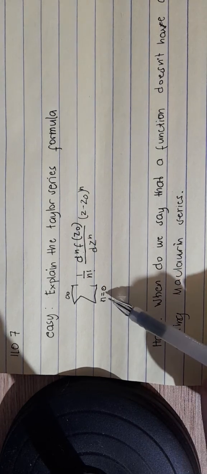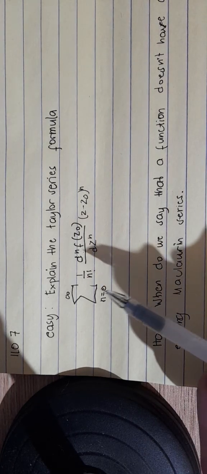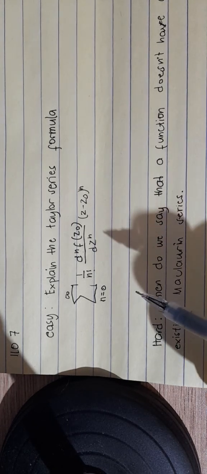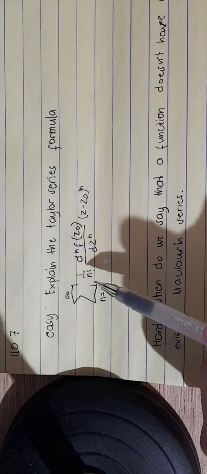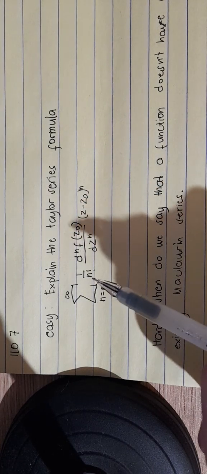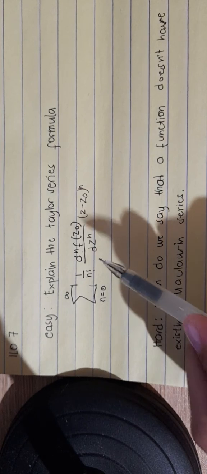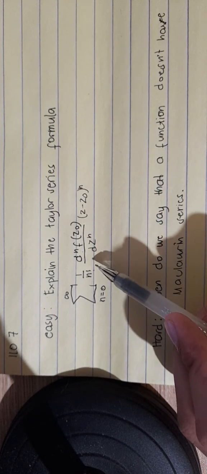Let's first explain n is equal to 0. So n is equal to 0 indicates that we are taking the sum over the range of values for n starting from 0 and continuing indefinitely. Next, 1 over n factorial. This term represents the reciprocal of n factorial, denoted as 1 over n factorial. The factorial of a number n is the product of all positive integers from 1 to n.